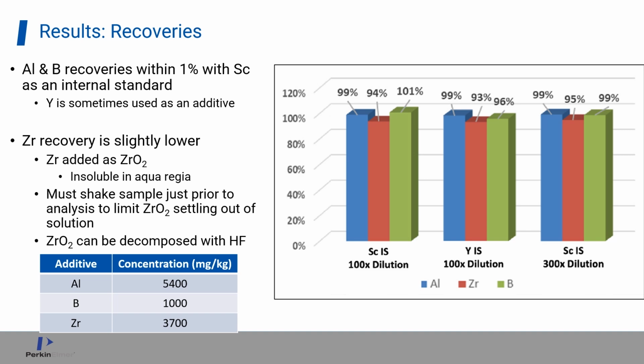If we look at the first plot, using scandium as internal standard, we see that both aluminum and boron recovered within 1% of the true values, so it shows we have high accuracy. However, zirconium recovered a little bit lower, at only 94%. We took this data and reprocessed it with yttrium as internal standard, and we saw a similar trend. Aluminum was still 99%, boron decreased a little bit, and zirconium went down a little bit. So this shows that scandium is actually a better internal standard for this analysis.